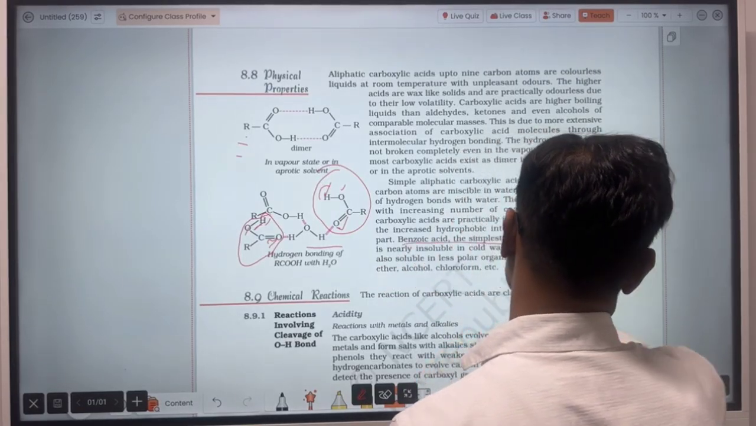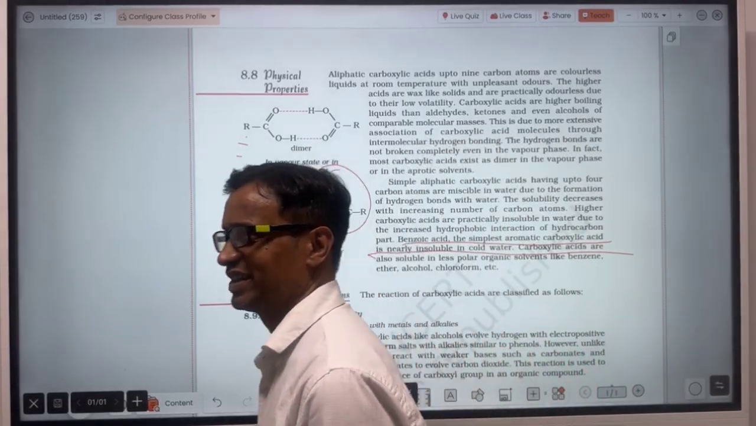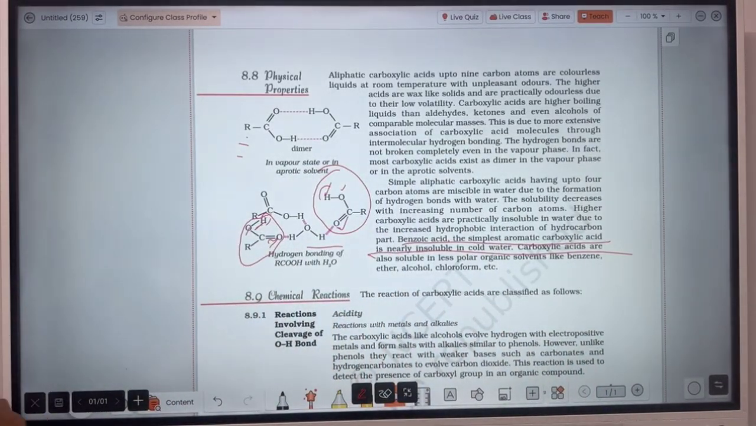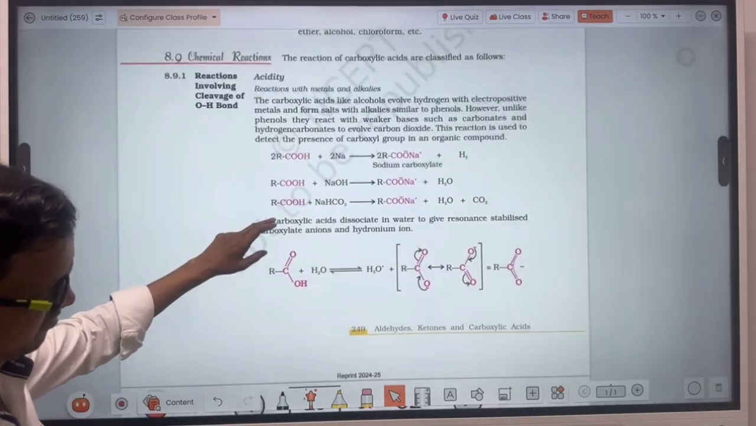Okay, benzoic acid, the simplest aromatic acid, is insoluble in cold water, but in hot water it will be soluble. That was it. Now let's see the chemical reactions.